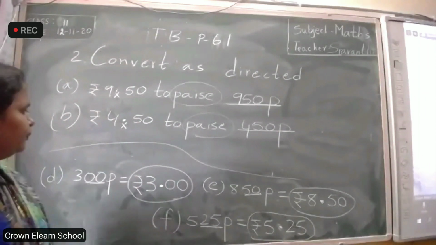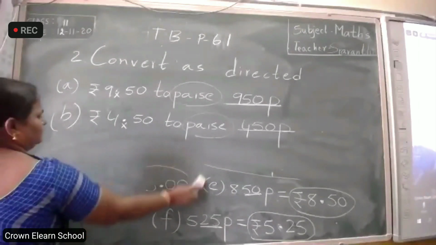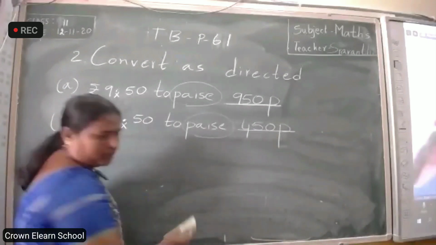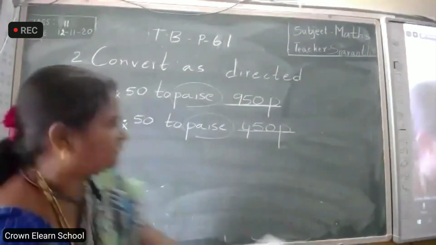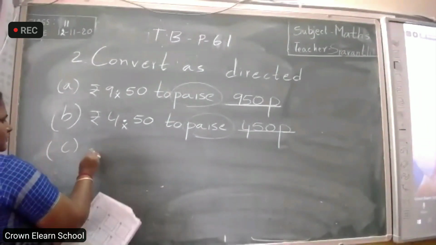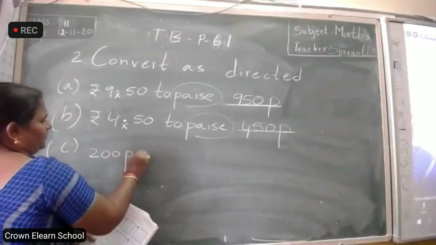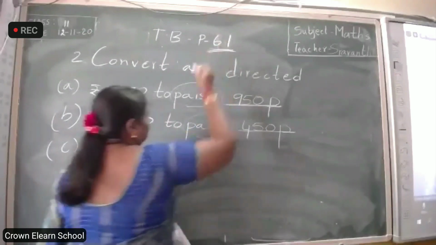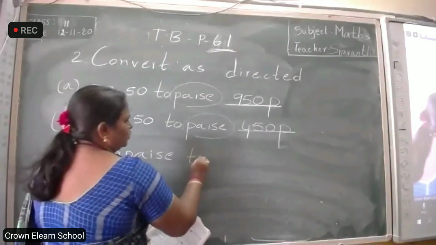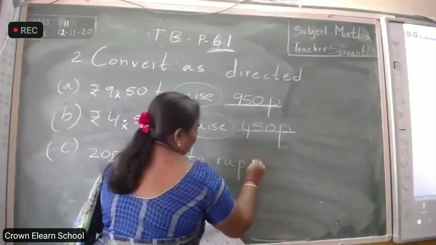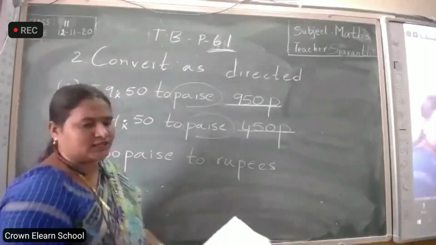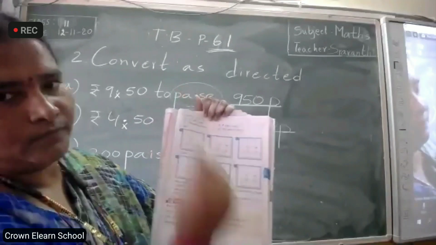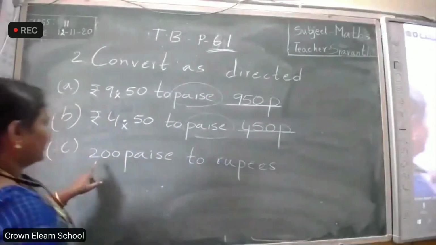Now, C. Only we have 2 more sums now. It takes only 1 or 2 minutes. C. 200 paise. Page number 61, are you doing? 2 rupees. Here what is the given instruction? Here is the C sum. C. What is the given instruction?